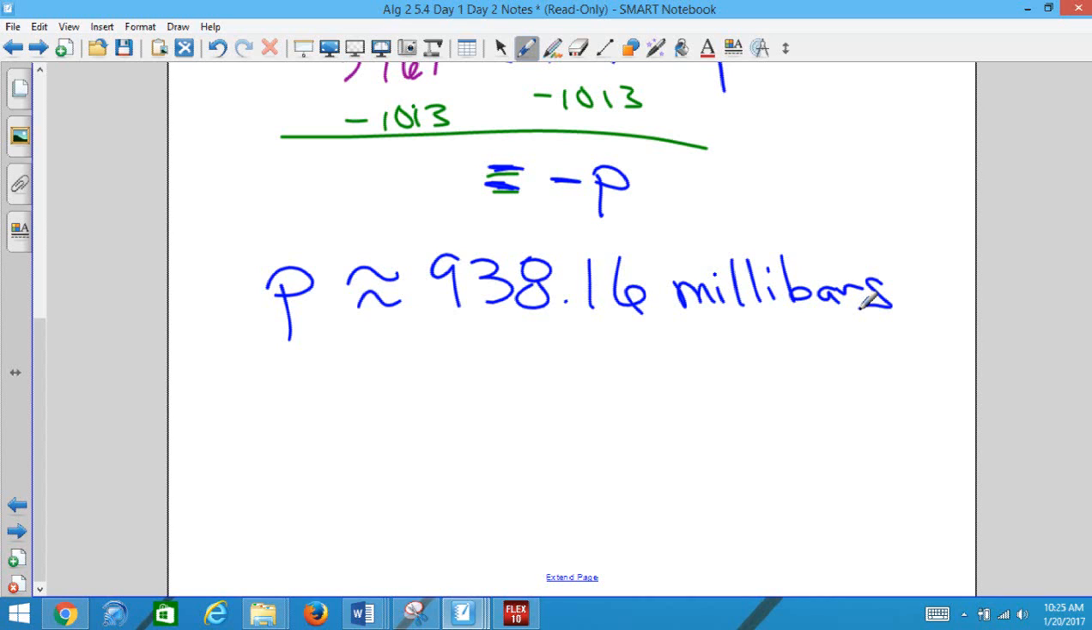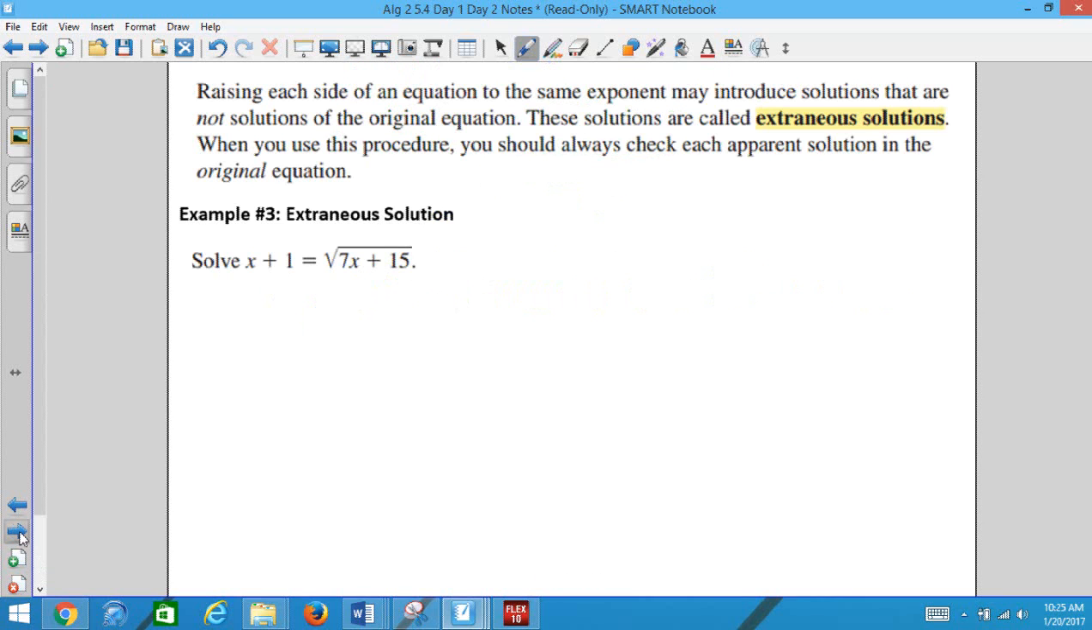The reason why we went through this is because you use your calculator and use the exact answers, don't round things early. All right, this is what I was warning you about. When we square both sides, on occasion we will get what are called extraneous solutions.